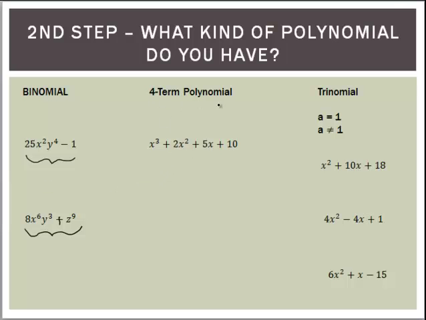Do you have a 4-term polynomial? You have 4 terms here. That will tell you to factor it in another way. Or do you have a trinomial? And if you have a trinomial, is your a equal to 1? By the way, in a trinomial, the standard form is ax squared plus bx plus c. So when I say is a equal to 1, I'm talking about this coefficient. Here a is 1, but here a is 4, and here a is 6. So depending on what a is equal to, you will factor it differently.